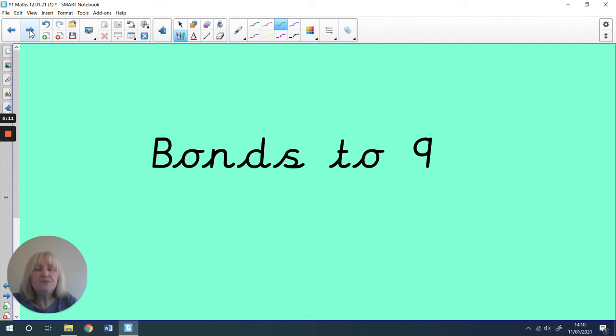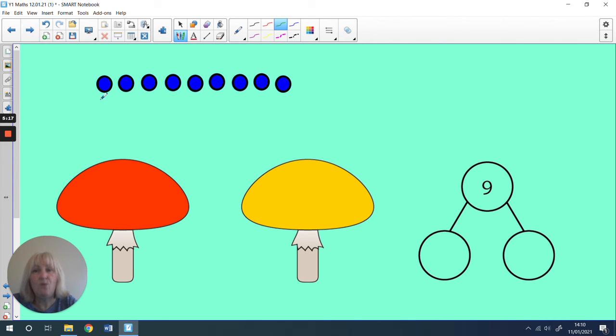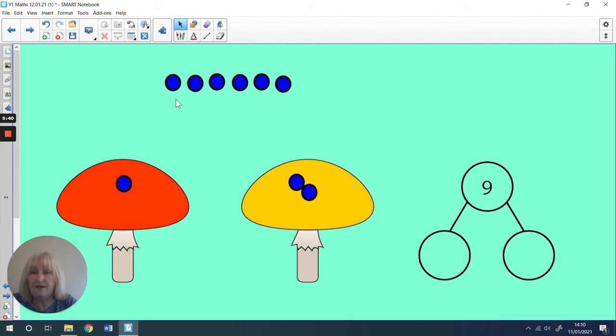Now we're going to move on to bonds to 9. So our whole number will be 9 this time. We have our 9 spots. 1, 2, 3, 4, 5, 6, 7, 8, 9. We have our 9 whole amount in the cherry diagram, and it's up to you to decide how many spots might go on the first one and how many might go on the second one.